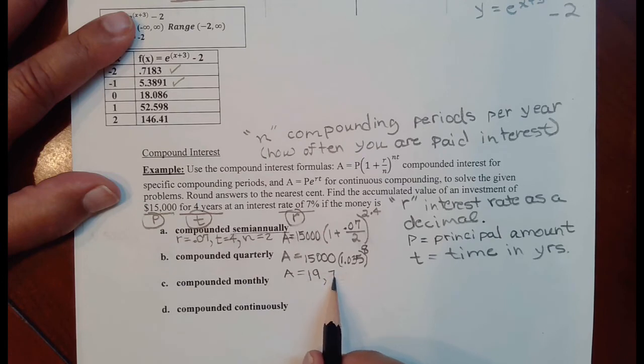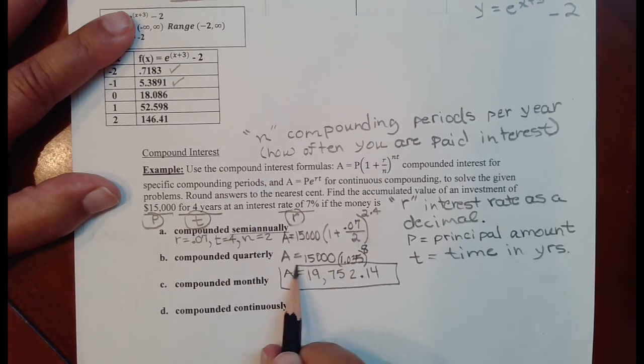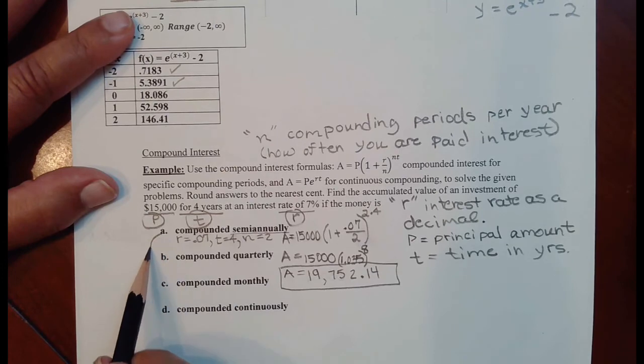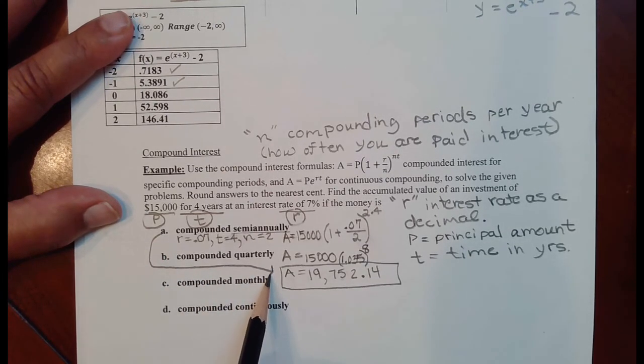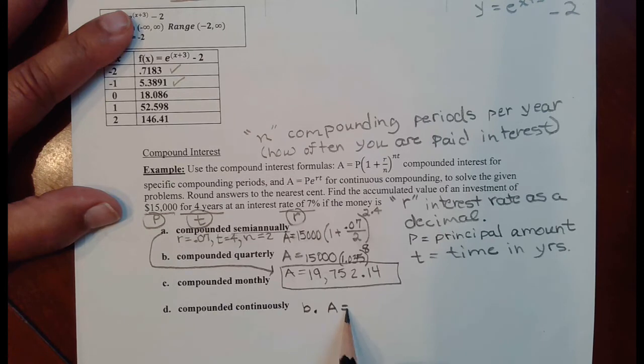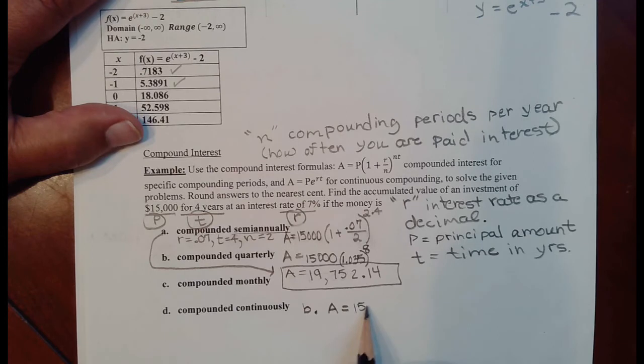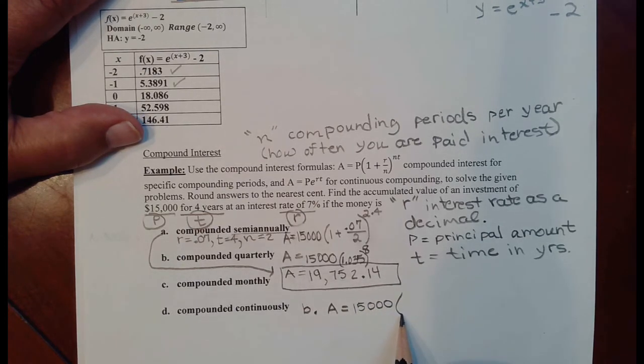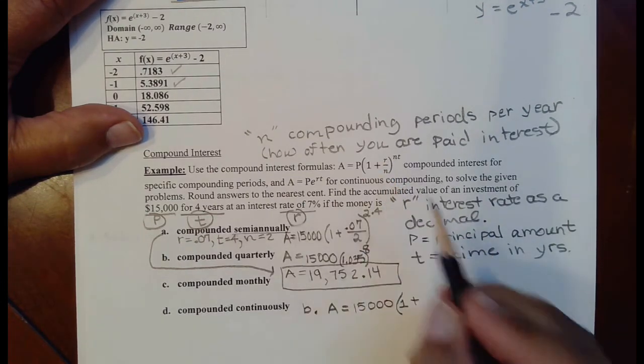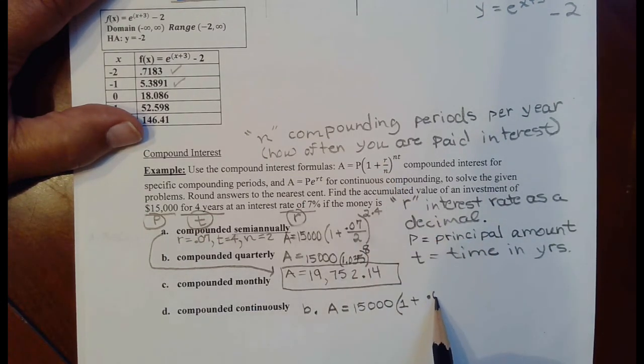Okay, quarterly. I'm not going to do every single one of these, but I'll do part B and part D. So that will be 15,000 times 1 plus R divided by N. So again, the rate is 0.07. The N value this time, if you are doing it quarterly, that means that you have 4 compounding periods. So divided by 4, and then we're raising it to a power of N times T, which is 4 times 4 for the number of years.